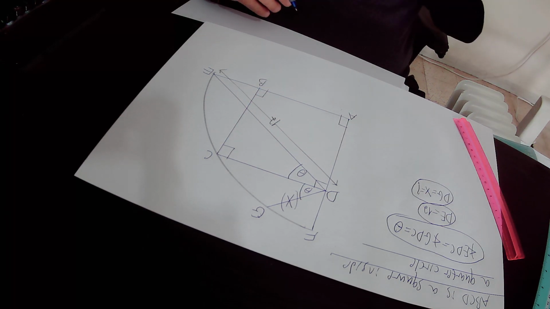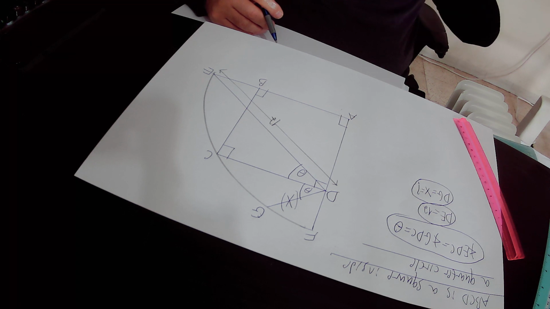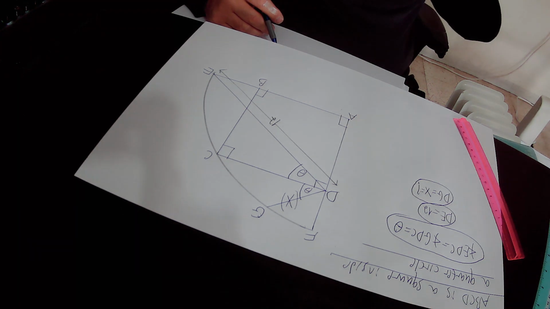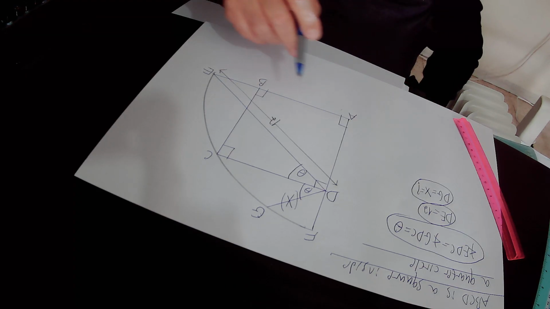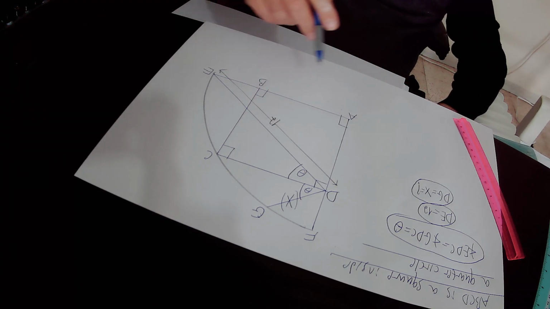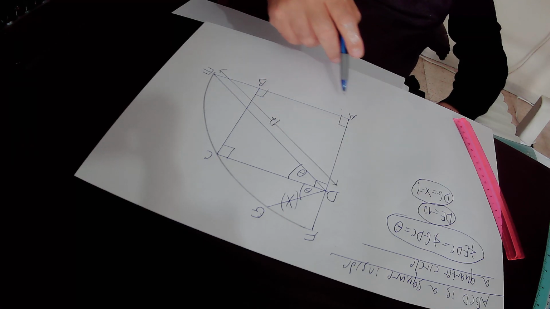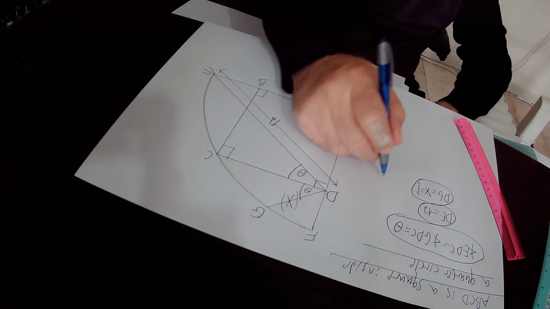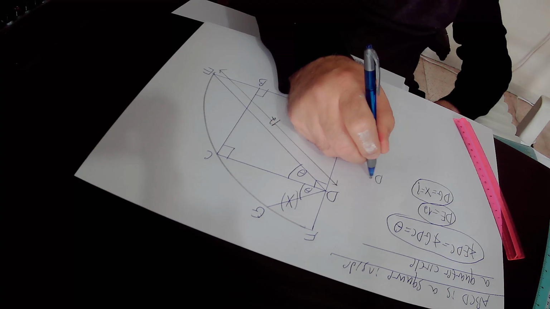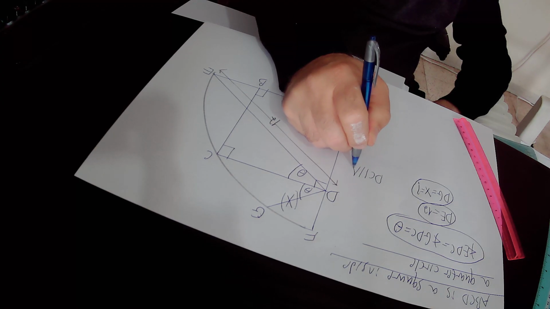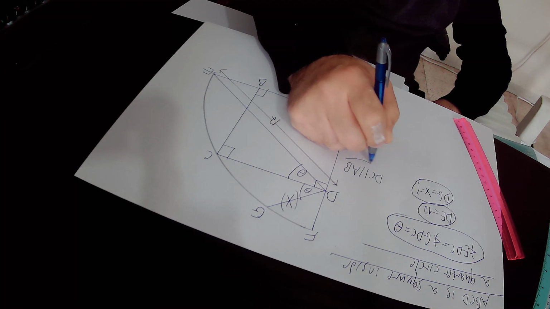In addition, we know that in any square, the opposite sides are parallel to each other. So in square ABCD, side DC is parallel to the opposite side AB. So I write it down: DC is parallel to AB in square ABCD.